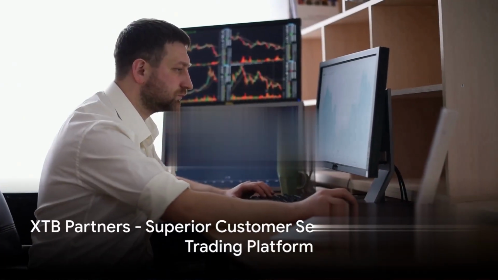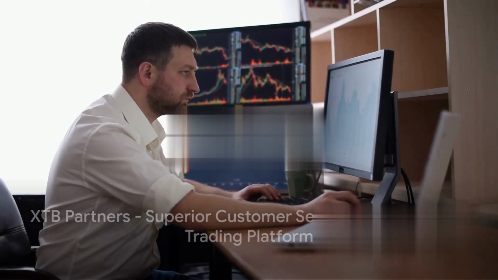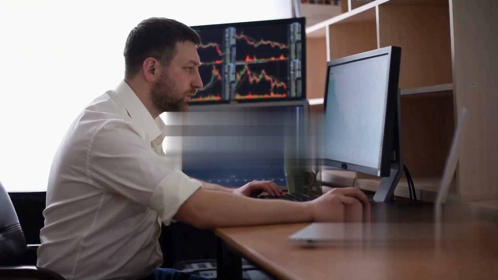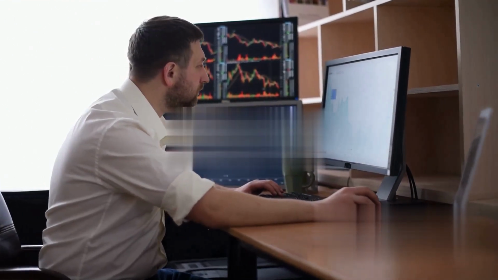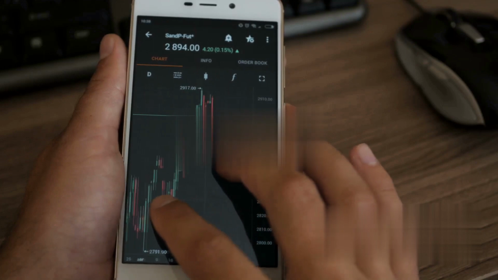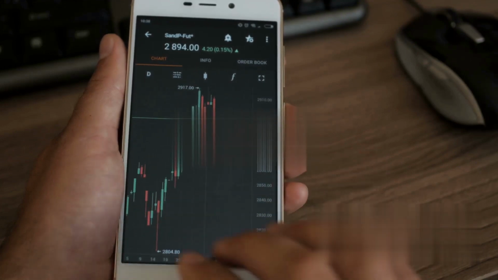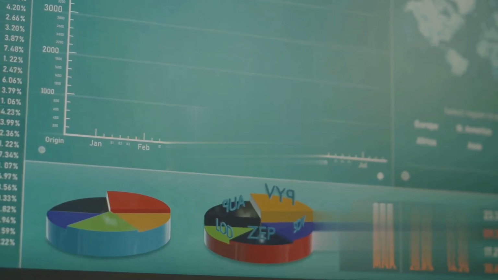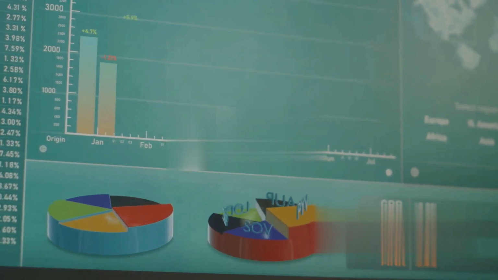Finally, we have XTB Partners. With its superior customer service and advanced trading platform, XTB Partners offers a premium trading experience. Its comprehensive educational resources are also a boon for those eager to learn. But be aware, XTB Partners might not offer the lowest spreads in the market.